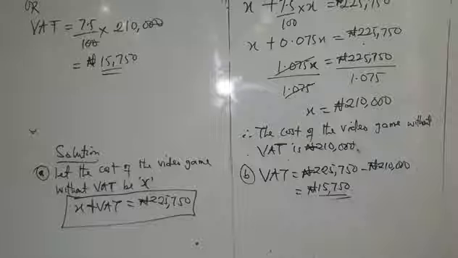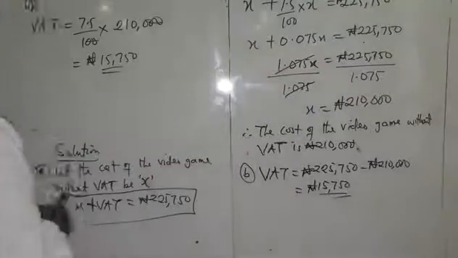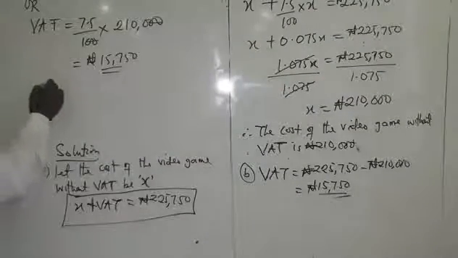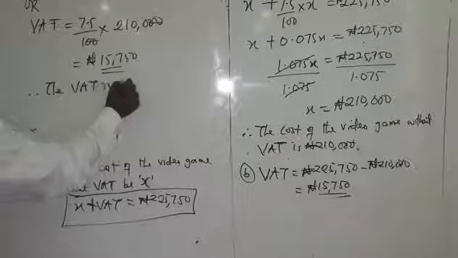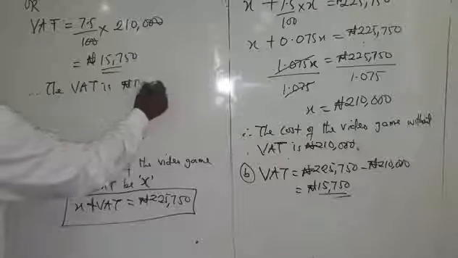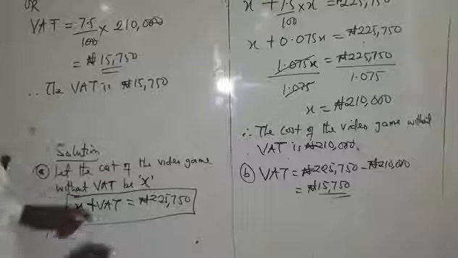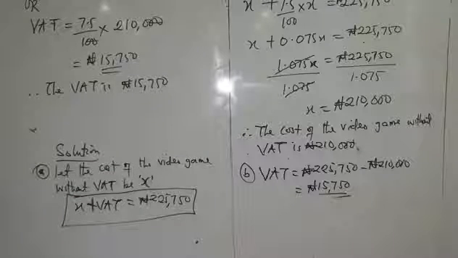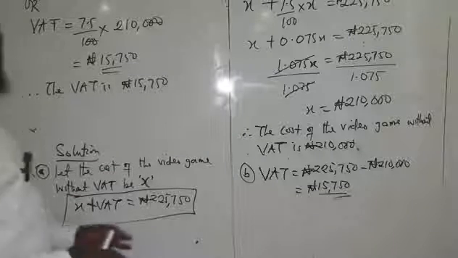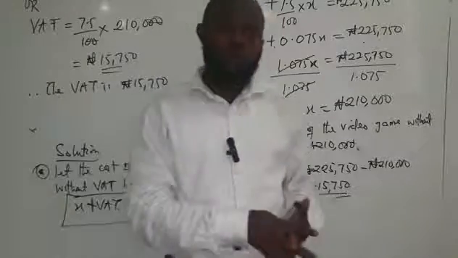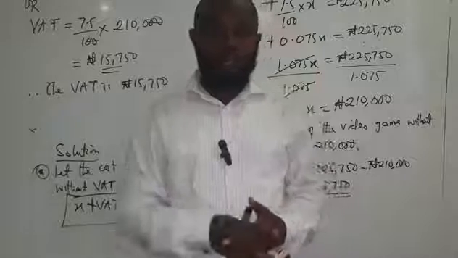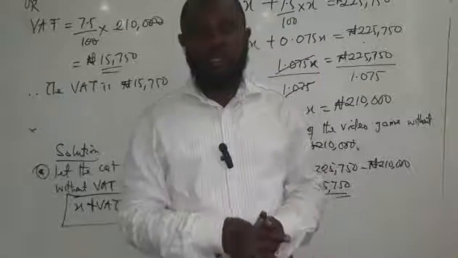This is very clear, right? So we have concluded that the VAT is 15,750. Whichever method you use, you're going to get the same answer. And that is that on VAT in this video. We'll look at electricity bill in the next video.